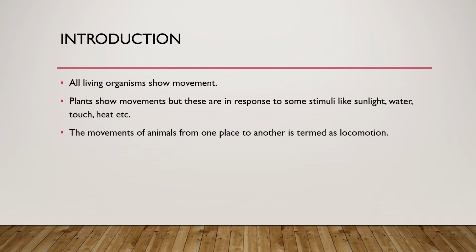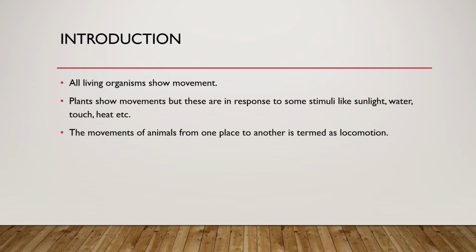The plants show movements, but they are fixed at a particular point. In these, the movement is in response to an external stimulus. Now the stimuli can be sunlight, water, touch, heat, etc. For example, there is a plant named mimosa or touch-me-not plant. It is sensitive to touch. So as soon as we touch that plant, it will close its leaves.